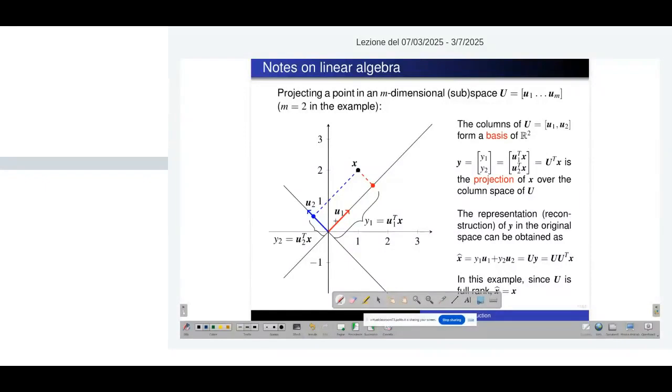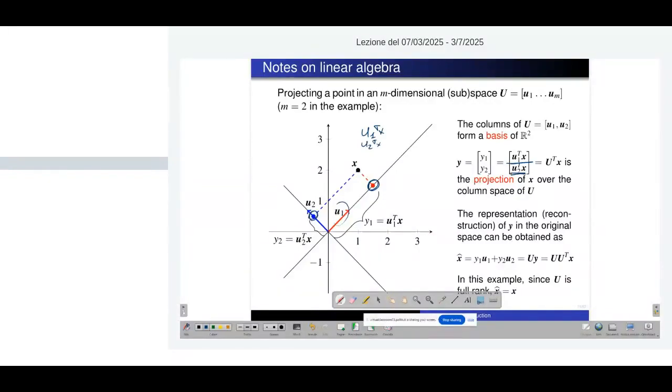In this case, I want to compute the coordinate of x expressed in the space defined by U1 and U2. How do I do that? Well, I compute the projection of x over the first vector. It will give me this coordinate of x over U1. Then I compute the projection of x over the second vector.